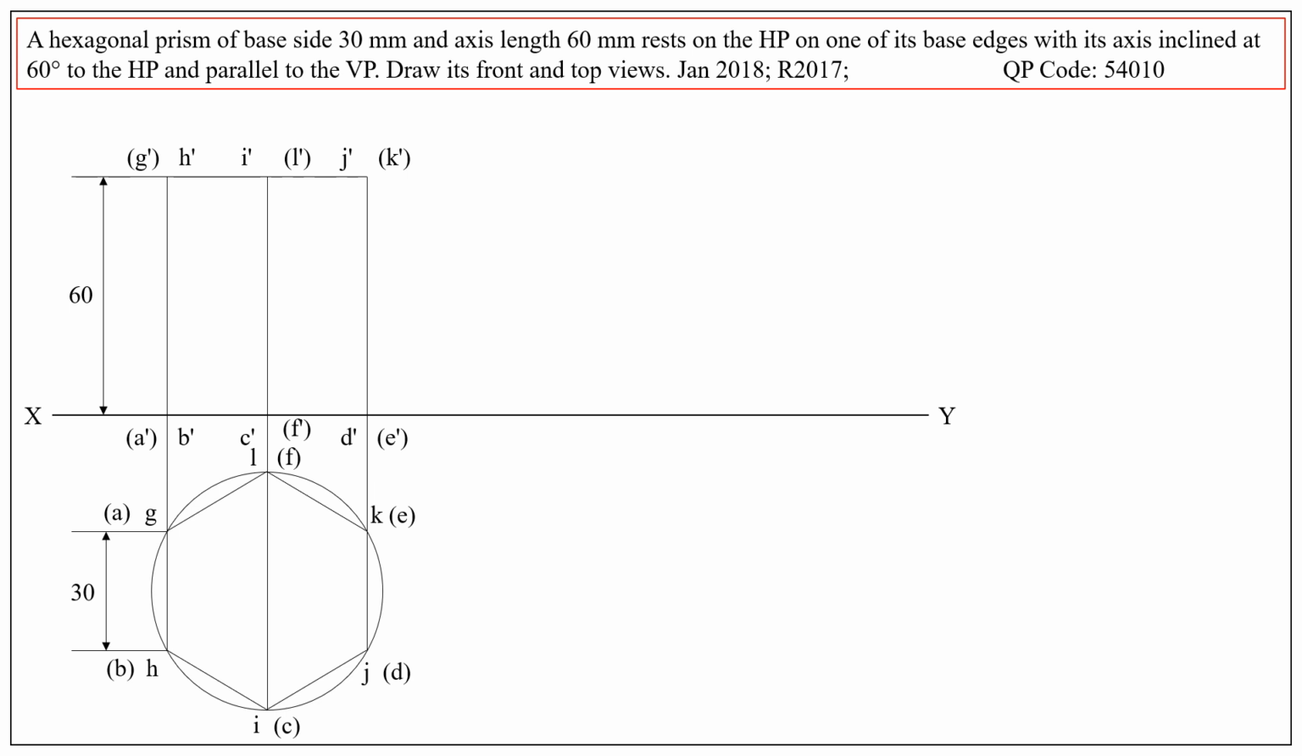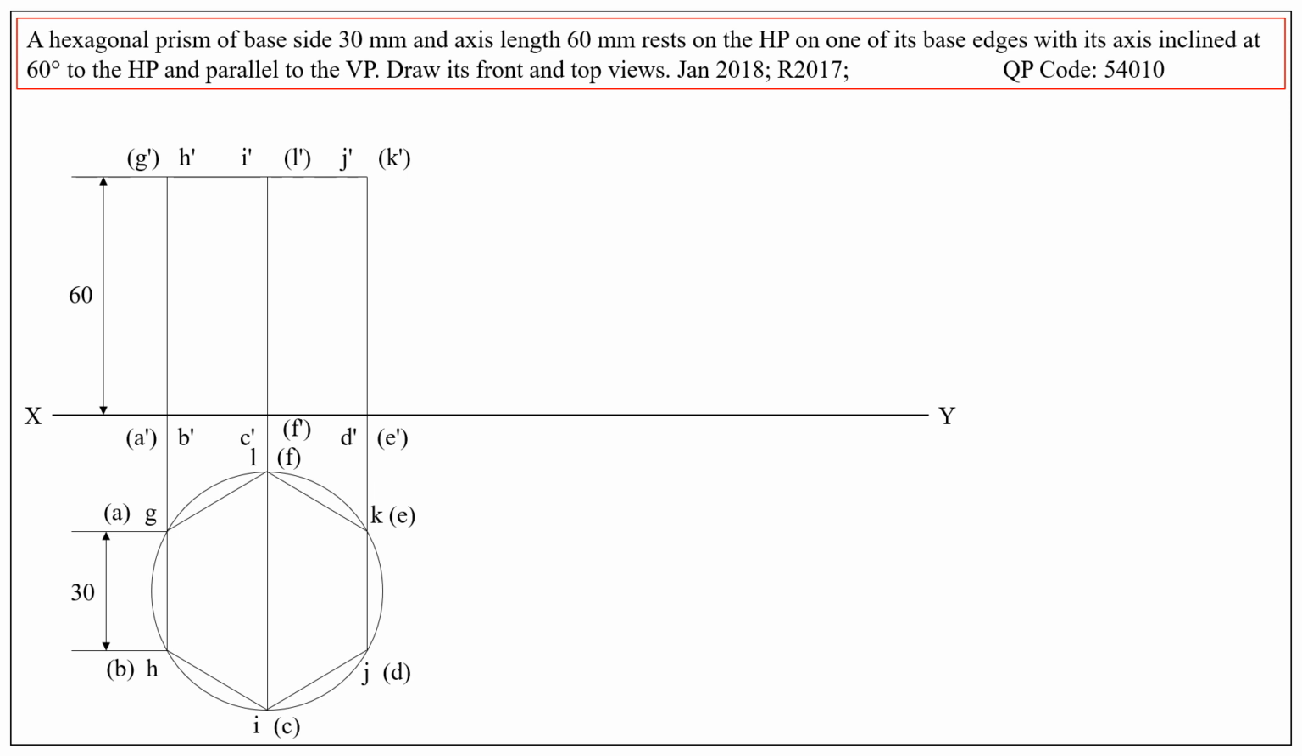I hope you understand the visible and invisible point concept. So the invisible points are put within brackets. This is the top view and the corresponding front view for the assumed position: solid hexagonal prism lying on the horizontal plane with its base.